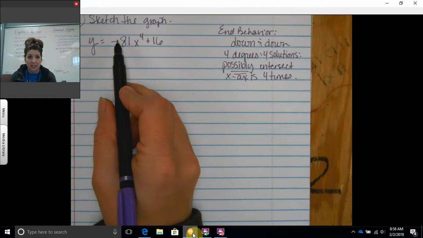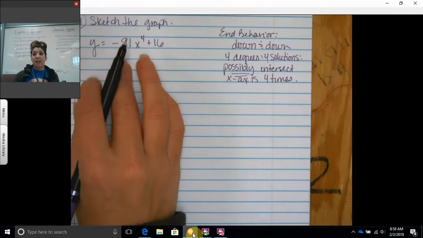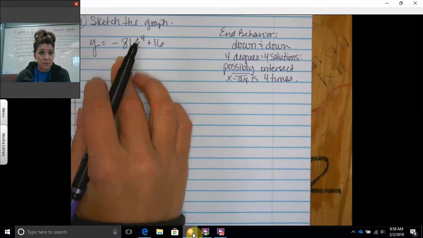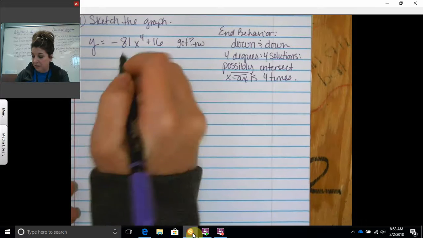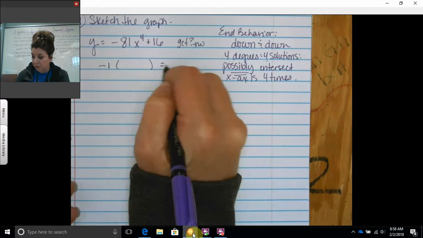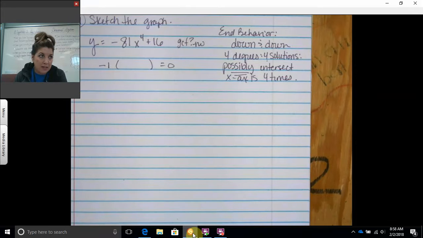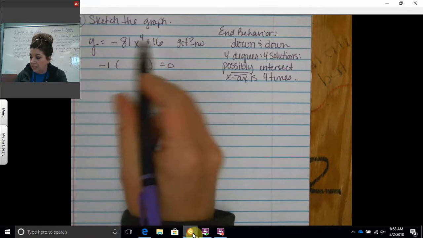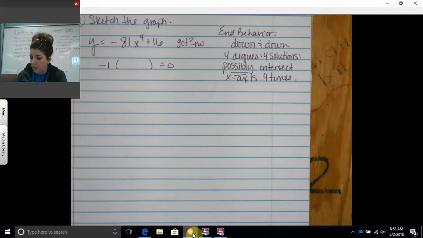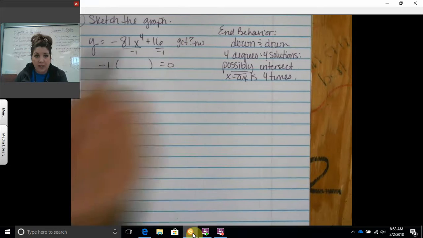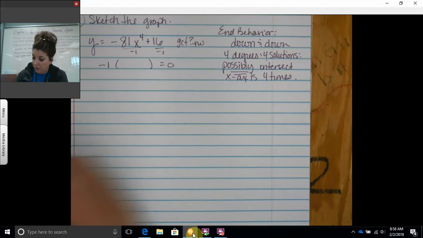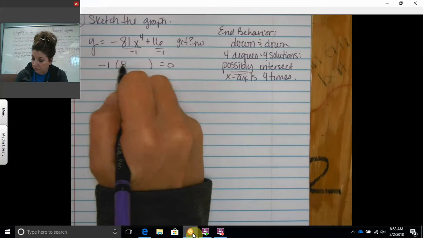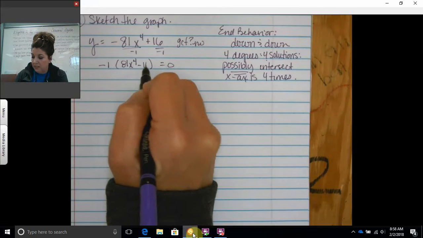Because your leading coefficient's negative. And whenever that happens, you got to factor that out. And is there a GCF? Not a GCF, so the only thing we're going to factor out is the negative 1. And instead of setting it equal to y, I'll set it equal to 0 because I want to know where it crosses the x-axis. So where it crosses the x-axis, y is equal to 0. So I'll factor out a negative 1. When I do so, I divide each term by negative 1, and what's left? 81x to the 4th minus 16.